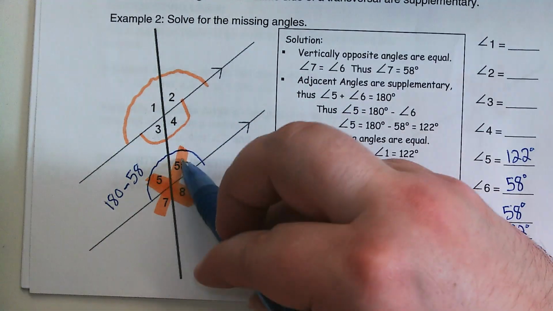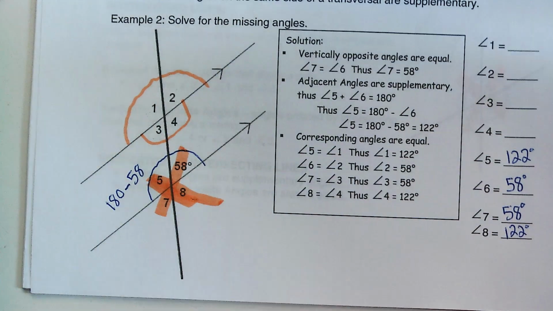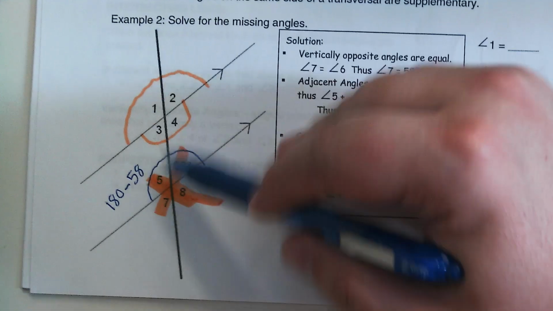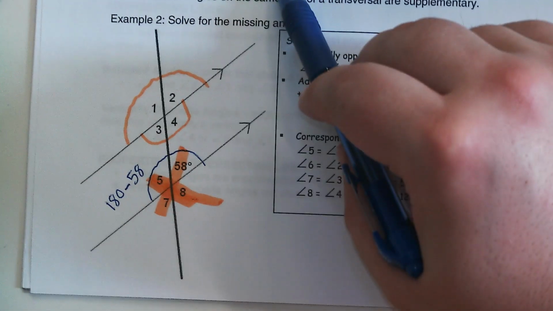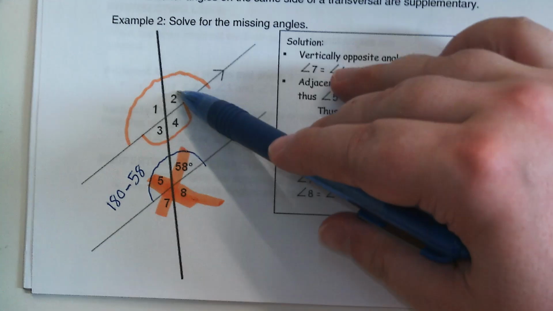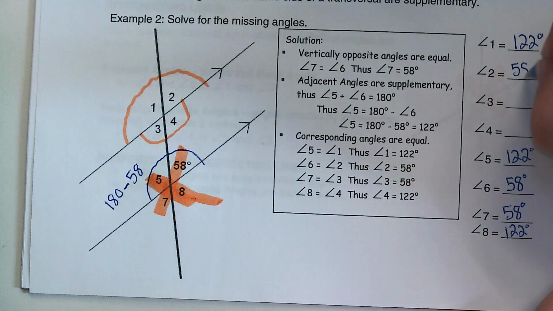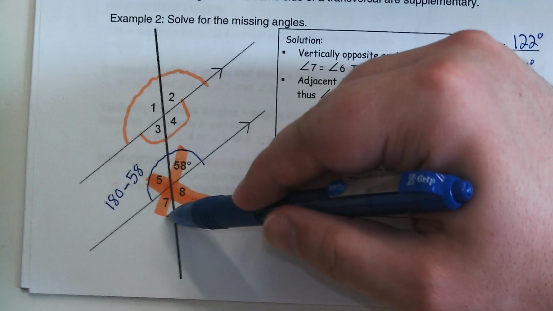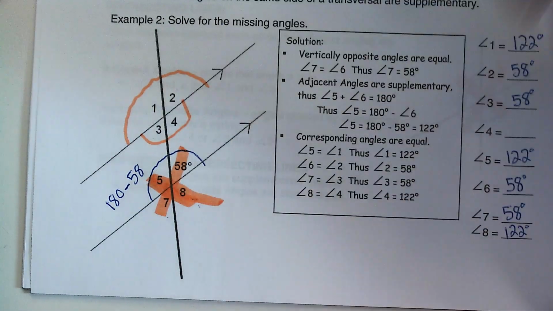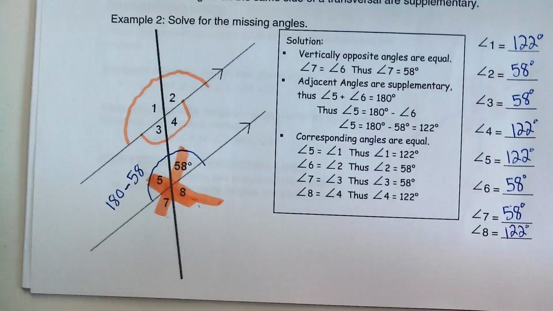All right? And now that we know what these 4 angles are here, we can say what these top 4 angles are because they are corresponding to one another. So angle 1 and angle 5 are corresponding. Corresponding angles are equal. So angle 1 is also 122. 2 and 6 are corresponding. So angle 2 is also going to be 58. 3 and 7 are corresponding. So that is 58. 4 and 8 are corresponding. So angle 4 is 122. Okay, and that's also listed here in the box.